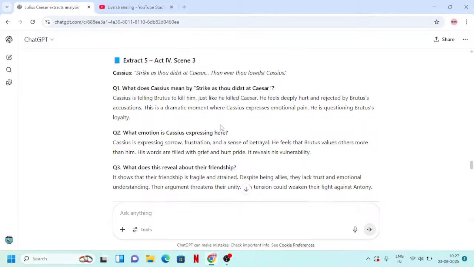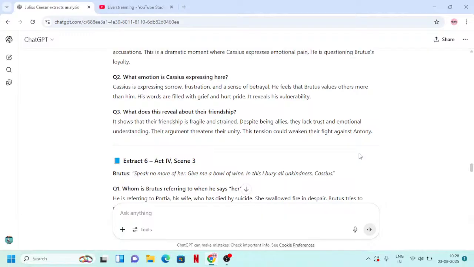And what emotion is Cassius expressing here? Cassius is expressing sorrow, frustration, and a sense of betrayal. He feels that Brutus values others more than him. His words are filled with grief and hurt pride. It reveals his vulnerability. So he is vulnerable. It is not easy to pronounce, vulnerability.